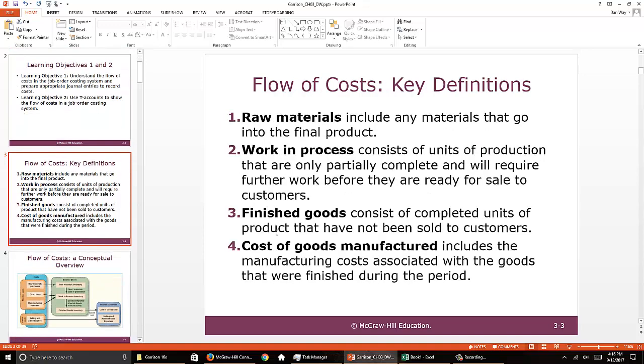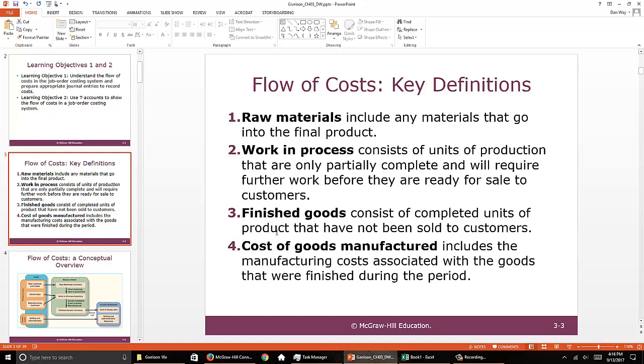A couple of definitions that are mostly review here. Raw materials are any materials that go into the products we're producing, and this certainly constitutes both direct and indirect materials from a cost classification standpoint. So we'll worry about separating those in just a few minutes here.